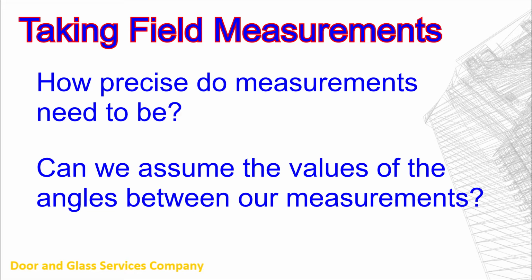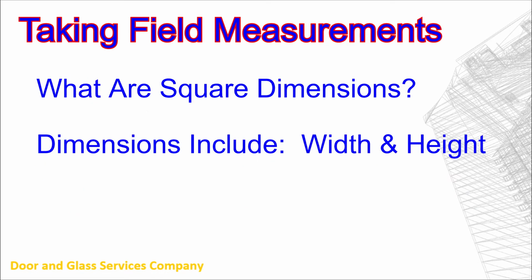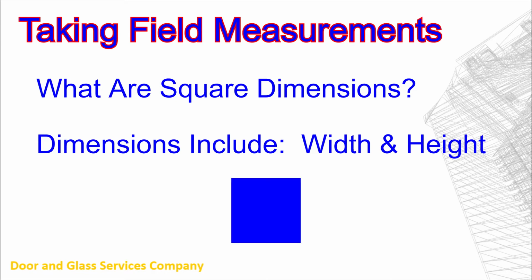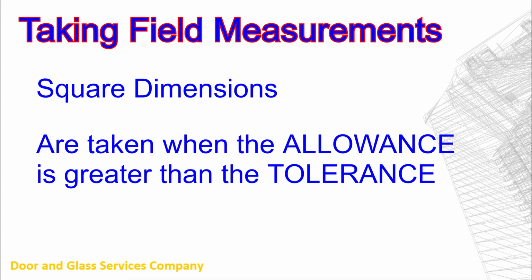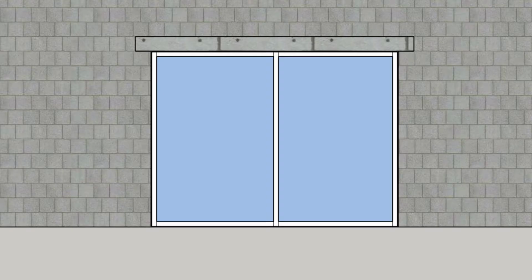Can we assume the values of the angles between our measurements of width and height are 90 degrees, or do we actually need to measure that? When we don't actually need to measure that, we assume that the measurements we're taking perfectly correspond to plumb and level reference lines, and we call that square dimensions. And so when do we take square dimension measurements? Square dimensions are taken when the allowance is greater than the tolerance.